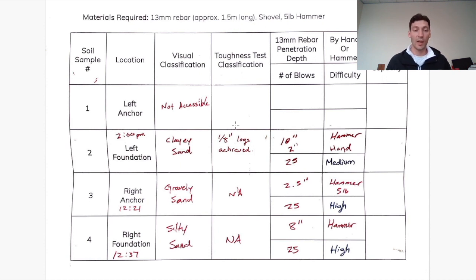Is it mostly sand? Is it mostly gravel? Is it mostly clays or silts? And from that visual classification, we can move further and deeper into the testing.